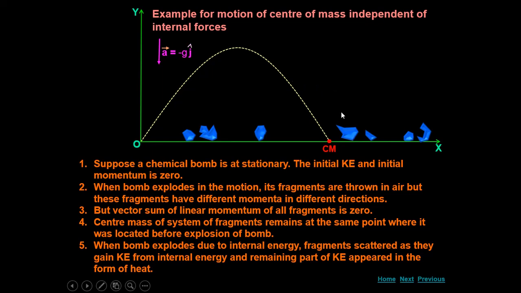Some part of kinetic energy is utilized to scatter these fragments in all directions. The remaining part of that internal energy is converted into heat. So in this way, you have to conclude that the position of center of mass before the explosion and after the explosion will remain the same. So this fourth point is very important. Center of mass of system of fragments remains at the same point where it was located before the explosion of the bomb.